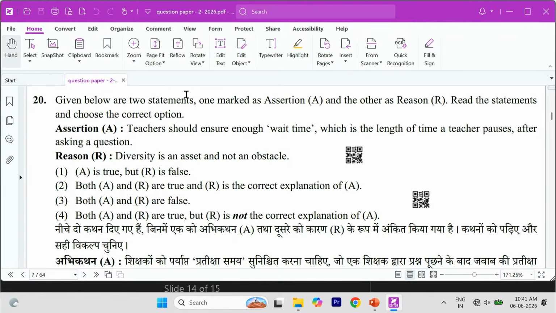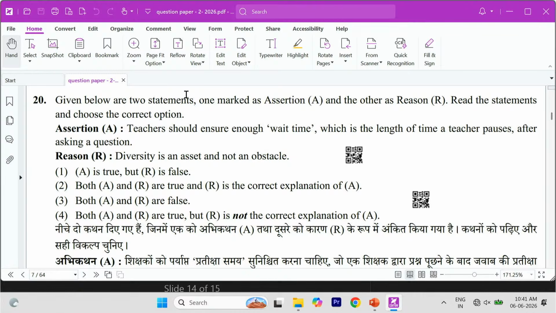So now what you need to do, you can take a notebook with you, and a paper, and then see what is the assertion, the statement, and what is the reason which is related to that assertion. Now look at this. Assertion A: teacher should ensure enough wait time, which is the length of time a teacher pauses after asking a question. So when you look at this, it talks about the wait time and the pauses. Do you think this is the correct one? Then just see, yes, it may be.